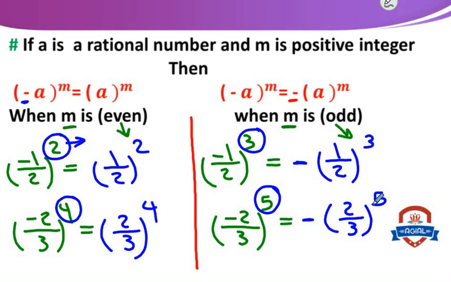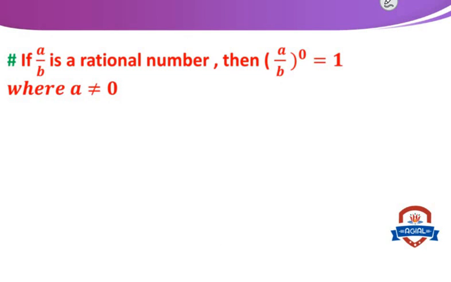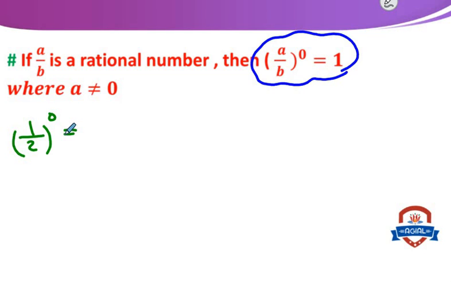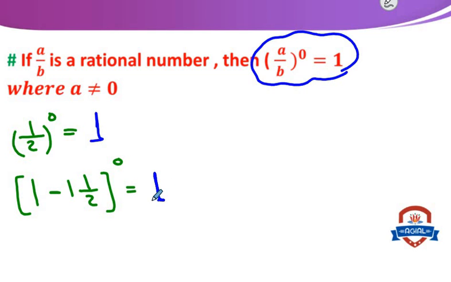Understand this rule? Very, very important. If a over b is a rational number, then a over b to the power 0 equals 1, where a is not equal to 0. For example, 1 over 2 to the power 0 equals what? Any rational number not equal to 0 to the power 0 equals 1. Another example, 1 and a half to the power 0 equals what? Equals 1. Understand this rule?